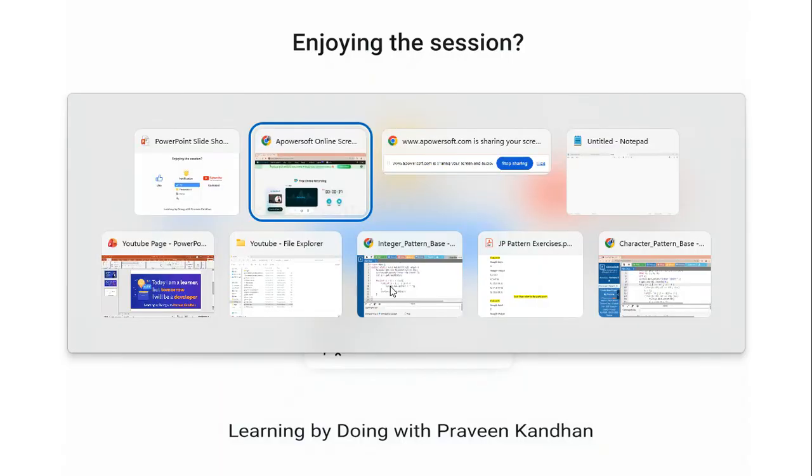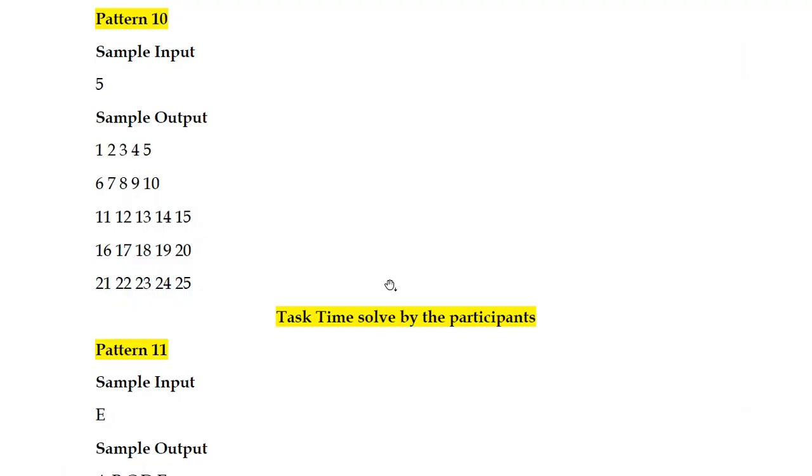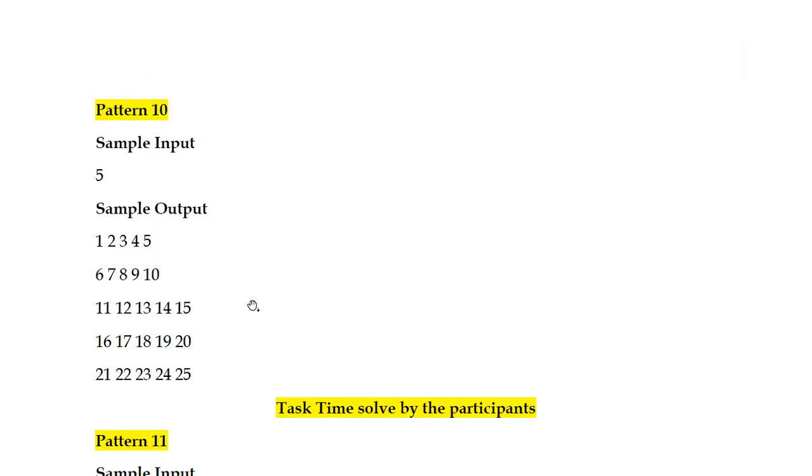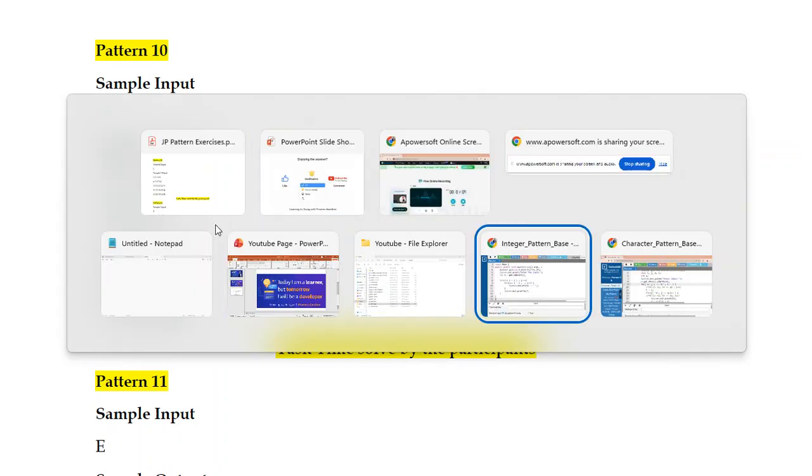Let's get started. In our previous session, we discussed pattern number 9, printing the alphabets in reverse, row by row. In this session, we have planned to discuss the number pattern in the format of a continuous number square pattern. So first, as usual, we'll go with the template.